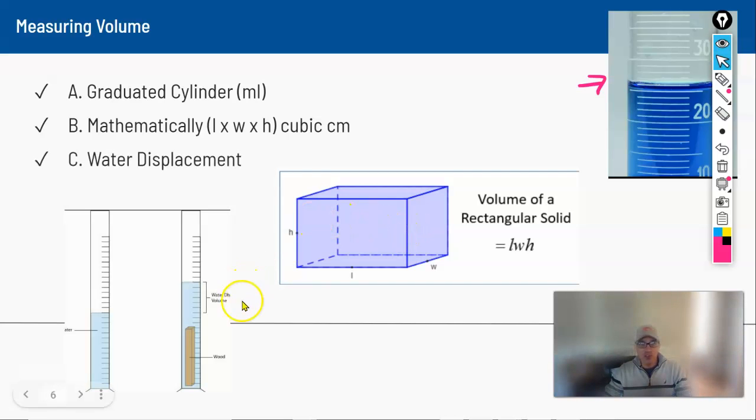And then if we have something that's a little bit weird shaped, irregularly shaped is our proper word, and it would sink, we could stick it in the water and use what's called water displacement to figure out the volume of that object. In this case, like the piece of wood, we could mathematically figure that one out. One thing about water is it's easy to use, because even though we normally wouldn't measure wood in milliliters, we could convert it because 1 milliliter of water is the same as 1 cubic centimeter.